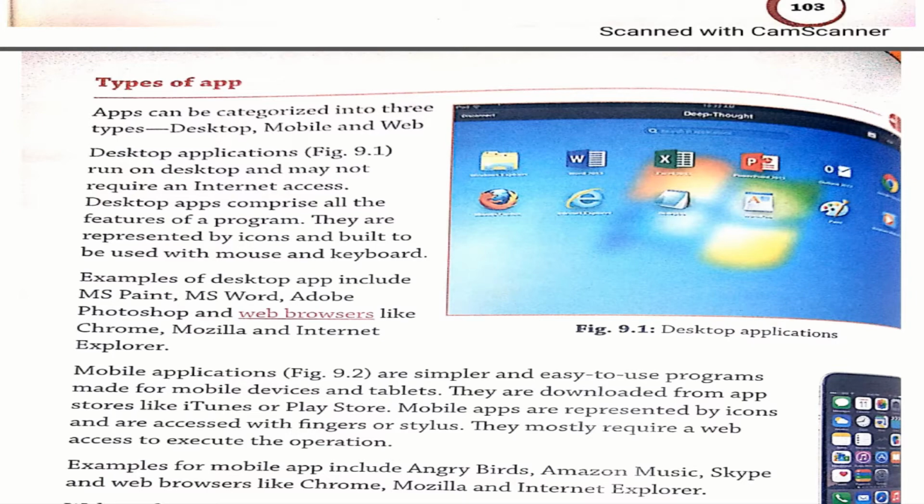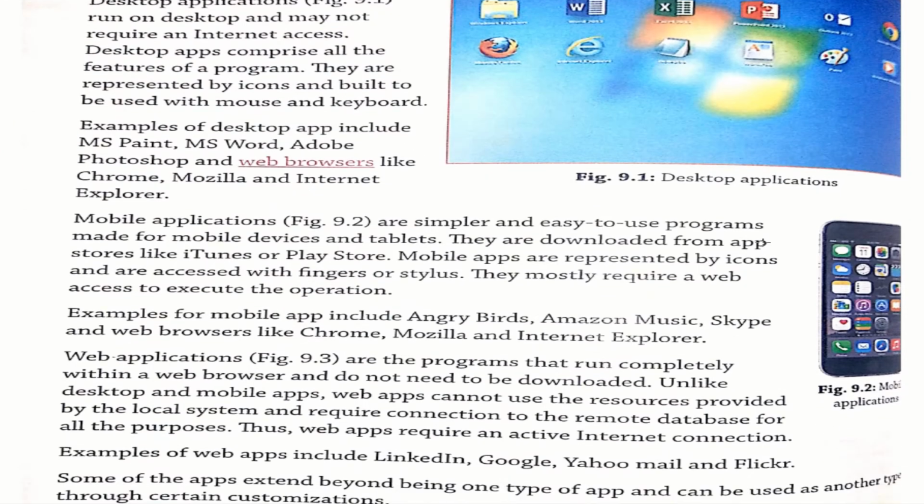Okay, mobile applications are simpler and easy to use programs made for mobile devices and tablets. For example, some games are available, like Internet Explorer, Chrome, Skype, web browser. These all are running in which application? In mobile app. And mobile app applications look like this. Hangouts are available. Facebook. These all are applications.